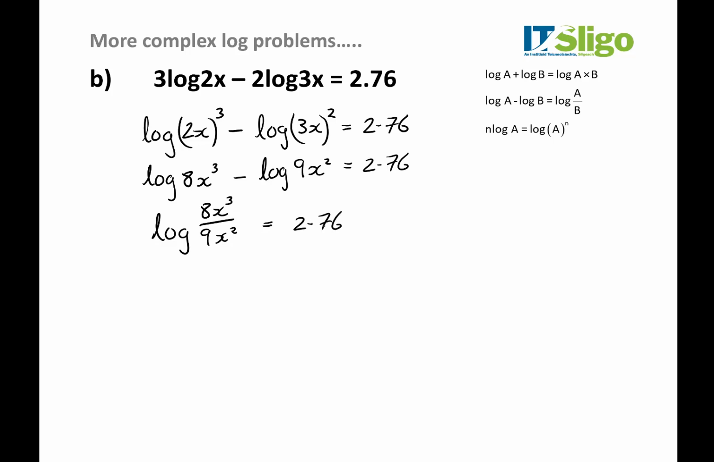So now I need to kill the log. What's the inverse of log? It's 10 to the power of. We raise both sides as a power of 10. So that's the right hand side been raised as a power of 10. When we do the same to the left hand side, it just kills the log.